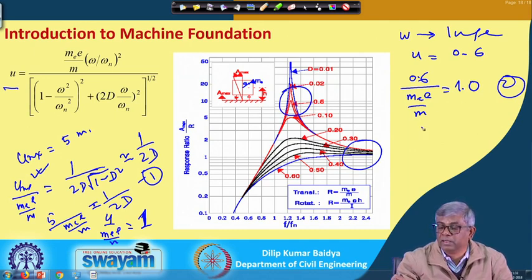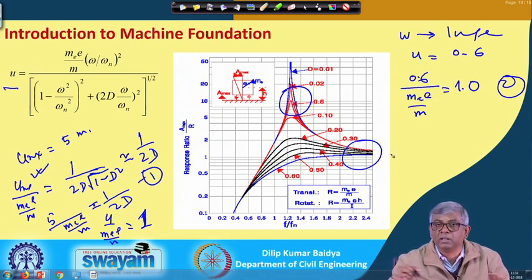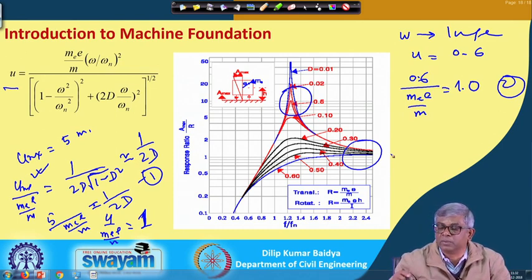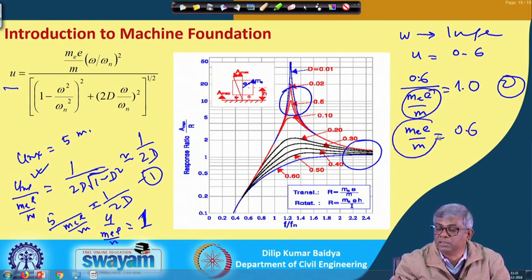From here, I would need to know the machine details, that is, what is the eccentric mass, what is the eccentricity, what is the vibrating mass. Nothing else is known, only 2 pieces of information are given, and from there I can solve this problem. If I consider the whole quantity as one thing, from this equation I get m e into e over m equal to 0.6.